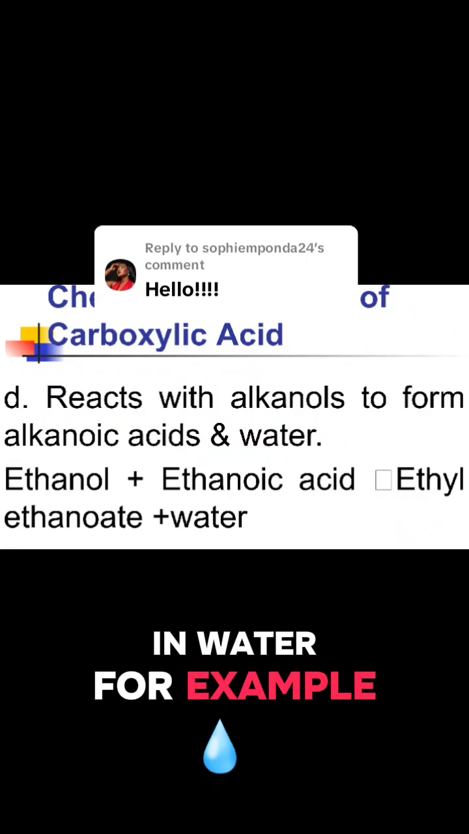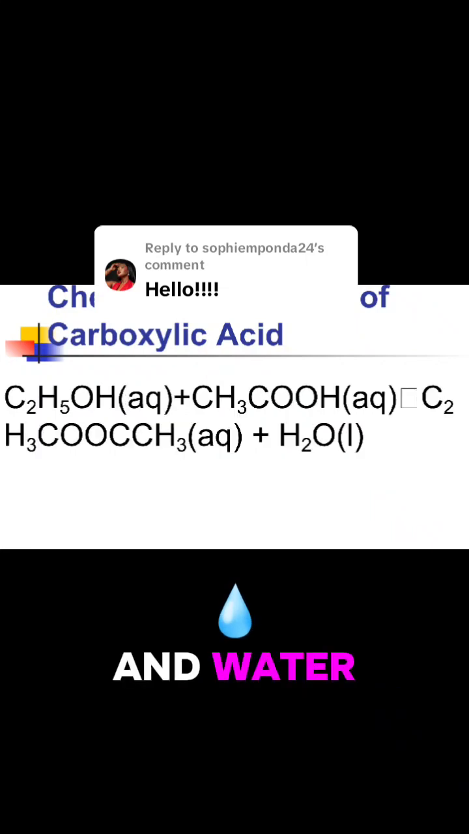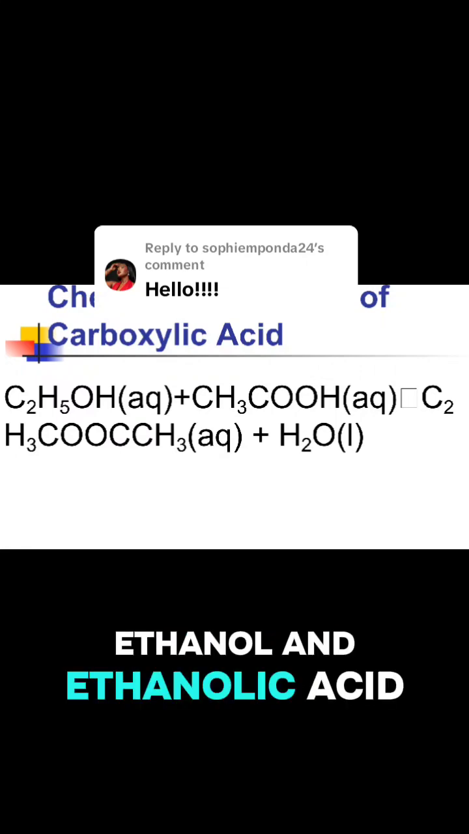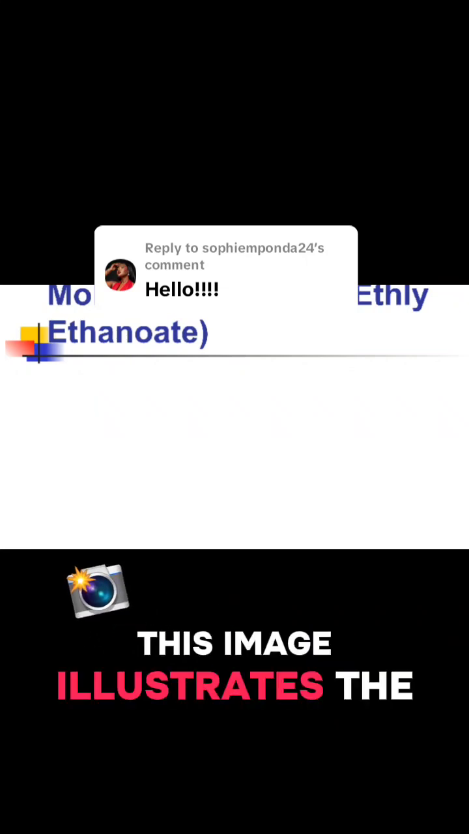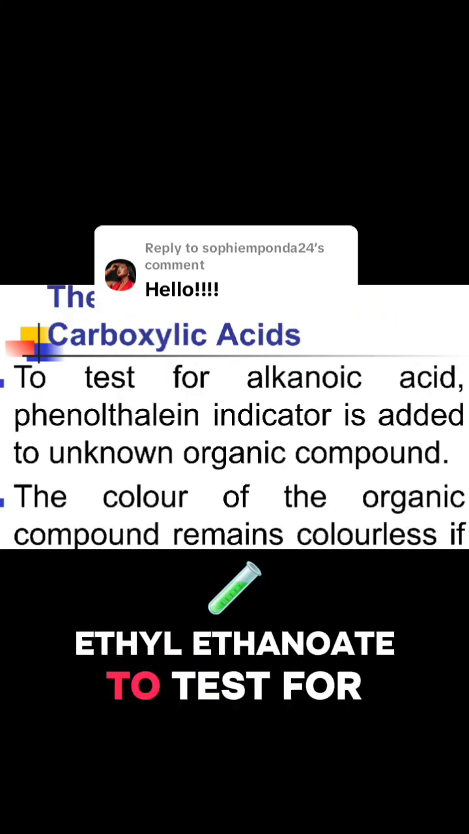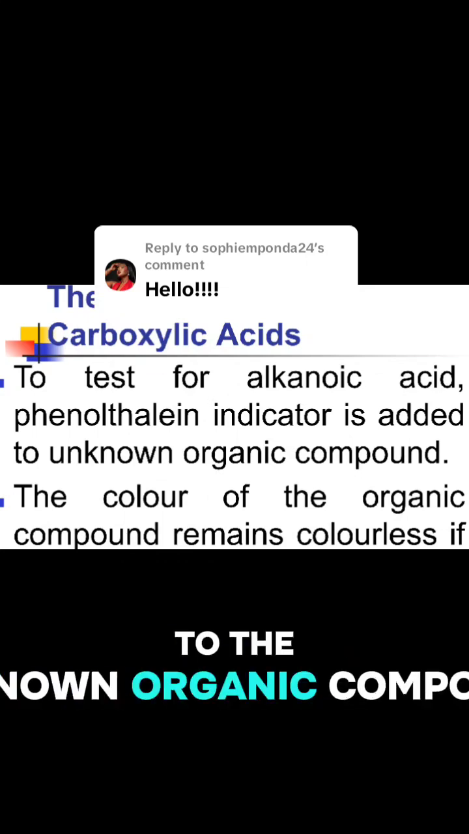Focusing on chemical properties, alkanoic acids also react with alkanols to form esters and water. For example, ethanol reacts with ethanoic acid to yield ethyl ethanoate and water. This is the chemical equation for the reaction between ethanol and ethanoic acid, producing ethyl ethanoate and water. This image illustrates the molecular structure of the product, ethyl ethanoate.